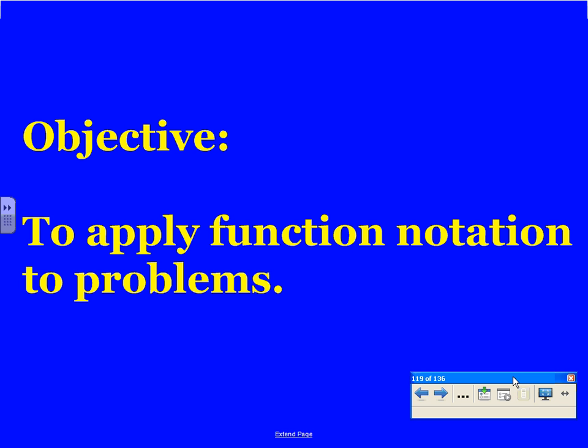Okay, we are going to talk about function notation. So before I start to describe what that is, I'd like to do a little review of what a function is and how we know whether something is a function or not.